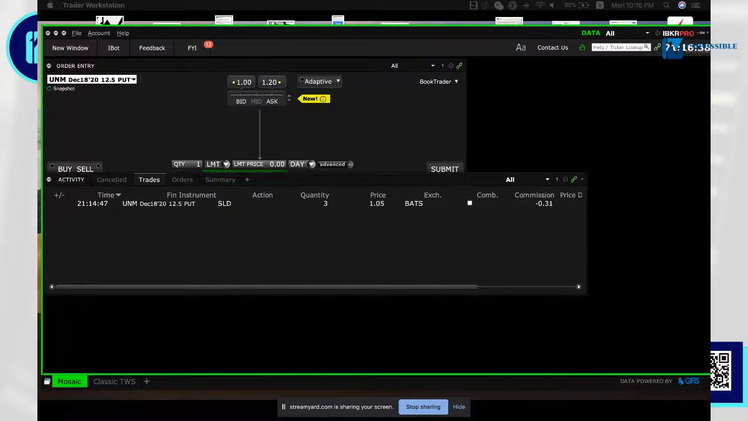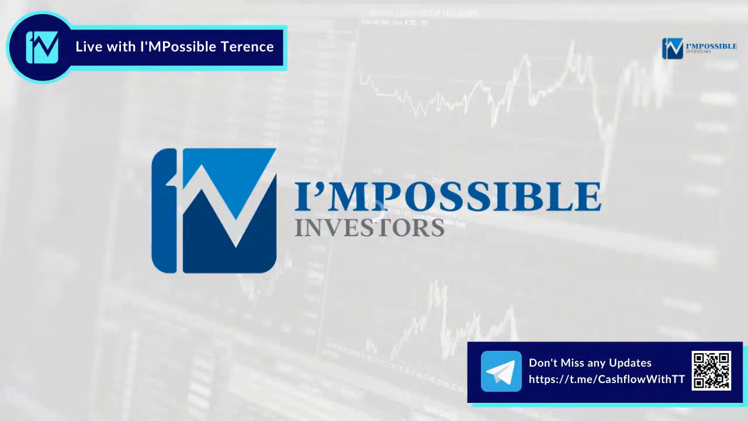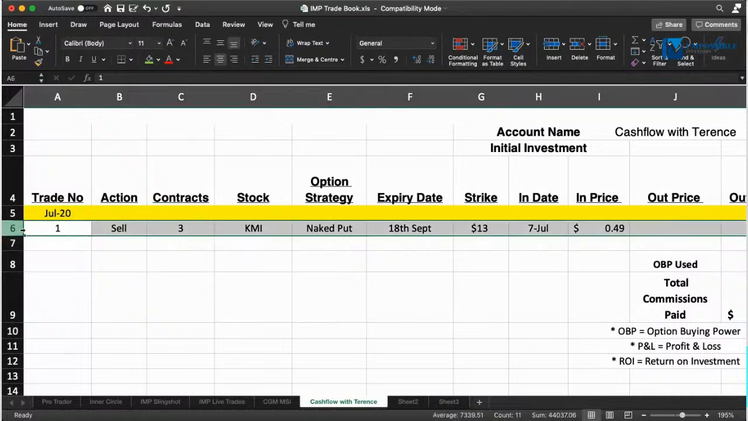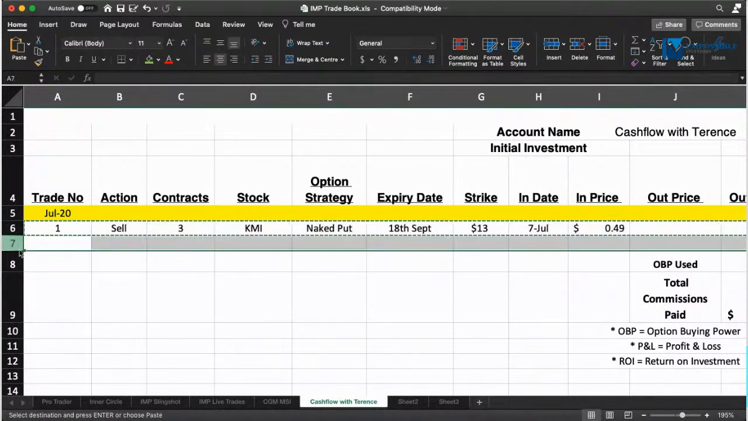Let me jump over right now to show you our portfolio tab, so we can verify the performance of the portfolio as we go live. This is the Excel sheet. The first trade we did was last week, entered on the 7th of July. We did the KMI naked puts for the 13 strike, September expiry. We can track it later to see what it is trading for today.